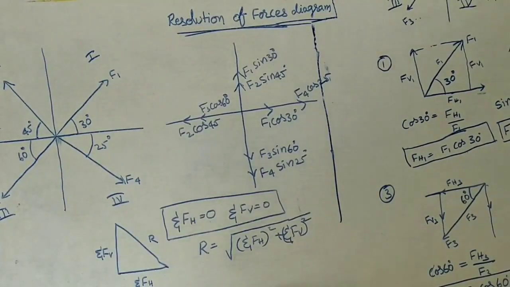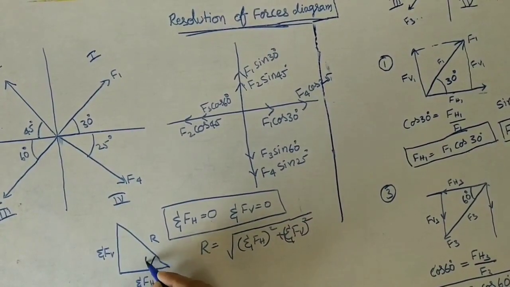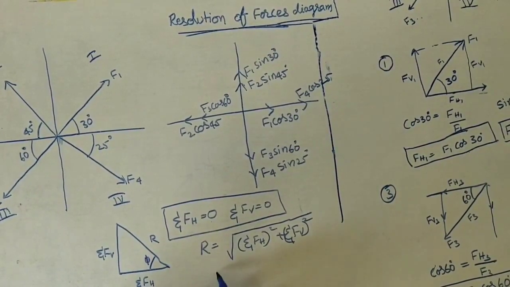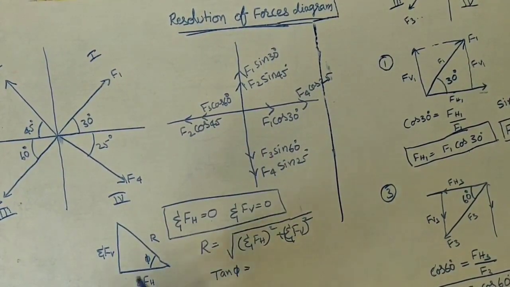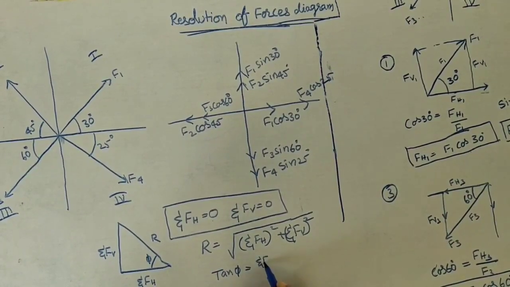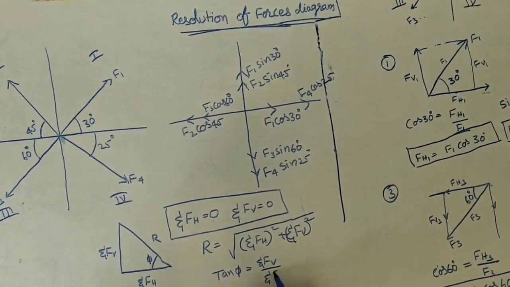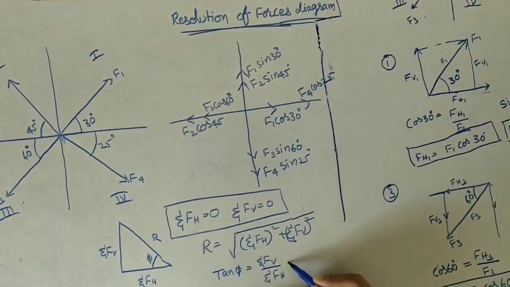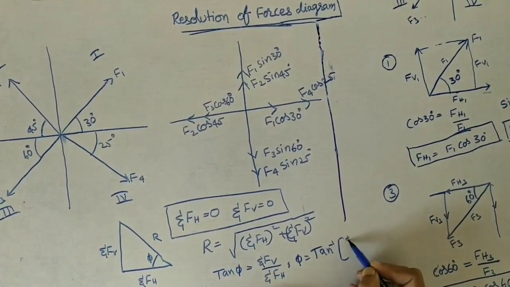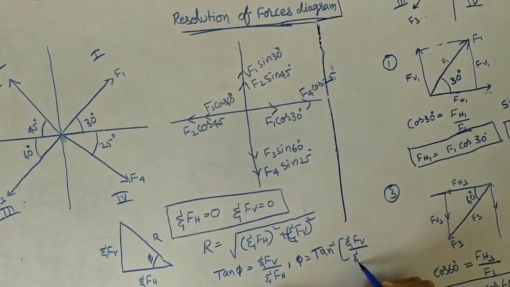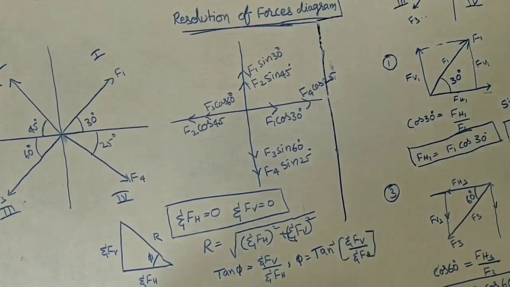Now here we need to find what is sigma Fh and what is sigma Fv, and at how much angle phi it is acting. For finding this phi, I apply tan phi, because we know these values. Tan phi equals sigma Fv by sigma Fh. From this, phi is equal to tan inverse of sigma Fv by sigma Fh. Now we can find how much angle the resultant makes with the horizontal.